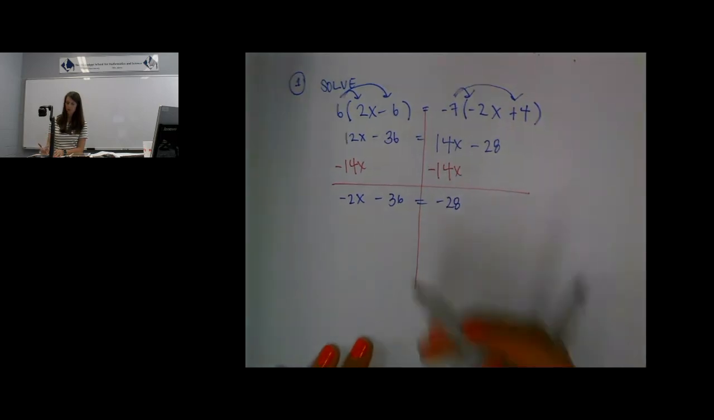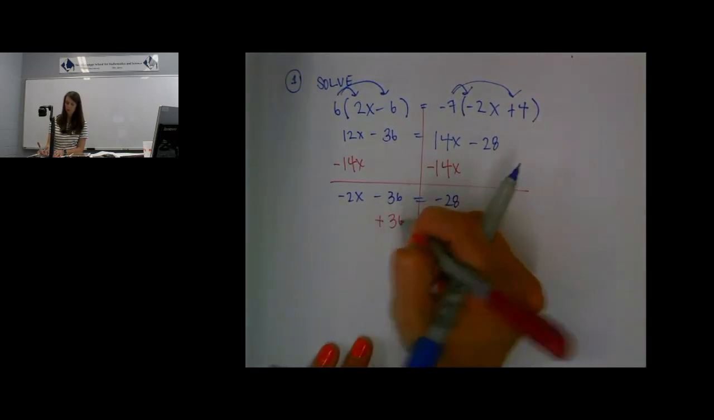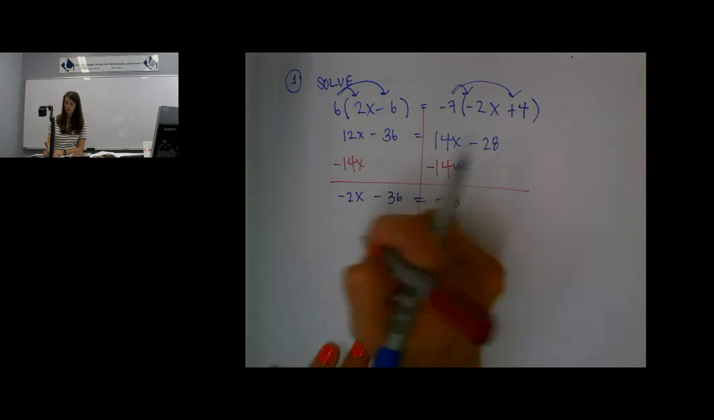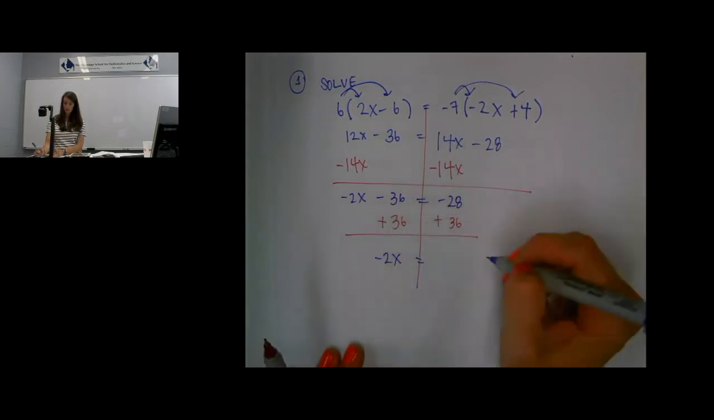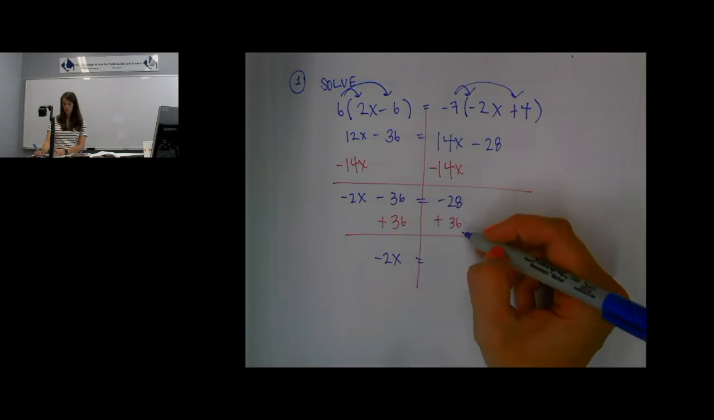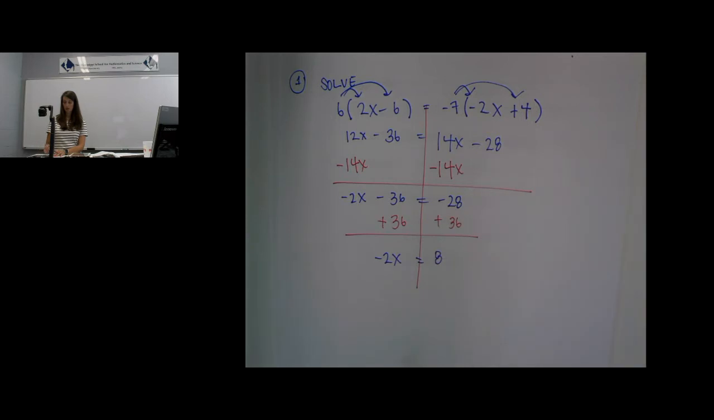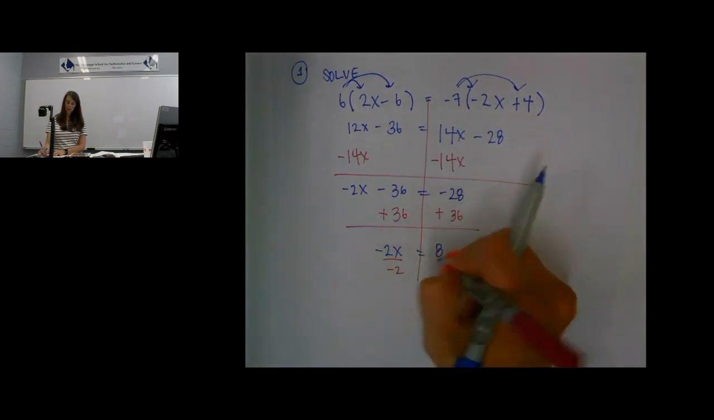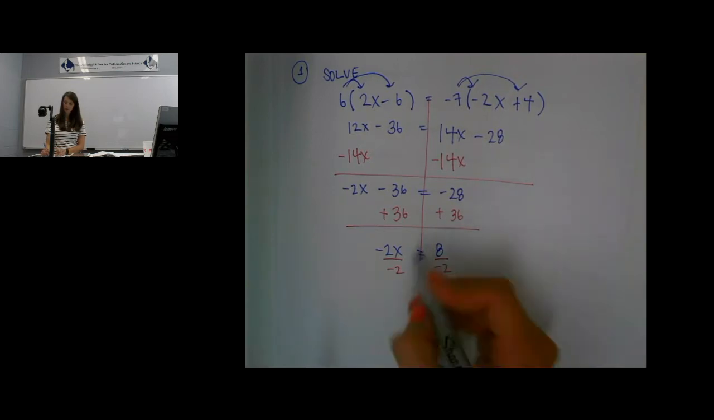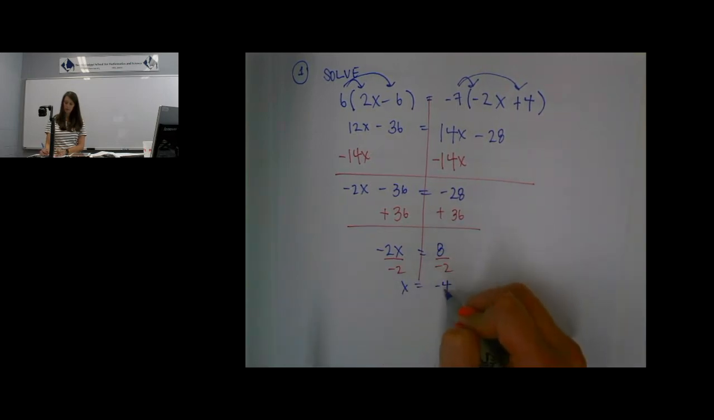Okay, so now I'm going to move that 36 to the opposite side. So you're going to be left with a negative 2x is equal to a negative 28 plus a 36, which is a positive 8. Now I'm going to divide both sides by negative 2, so x here is going to be equal to a negative 4.